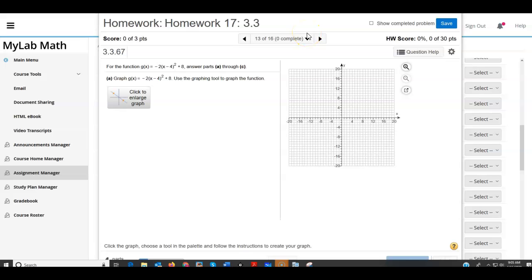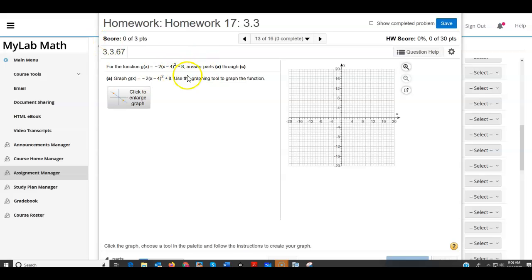Hey, this is Mr. Beckstrom, and today I want to take a look at a problem from section 3.3. This has to deal with graphing quadratics, the parabola. And I wanted to do one straight from my math lab so we can use the actual graphing tool here. So here's the problem. It's -2 times (x - 4) quantity squared plus 8.